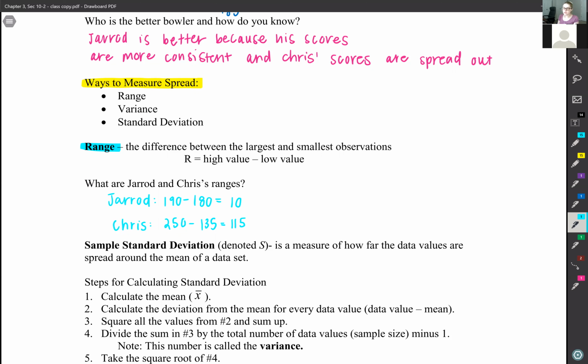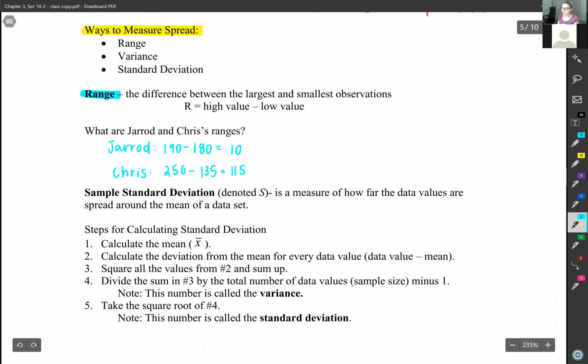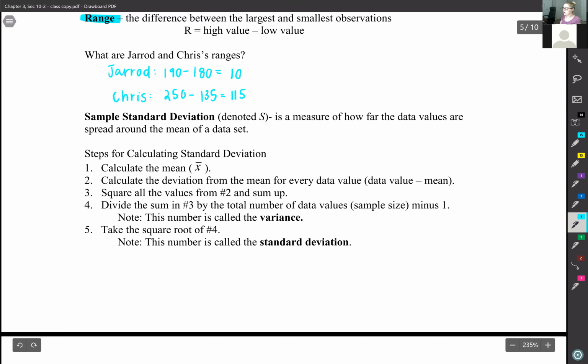So that is one of the ways to measure spread of data, looking at the range. But we also have another method, which is known as standard deviation. I would say this is probably one of the more popular ways to measure the spread. Within standard deviation, we'll talk about variance as well. Variance and standard deviation are very closely related, so whenever you define them, you usually define them together.